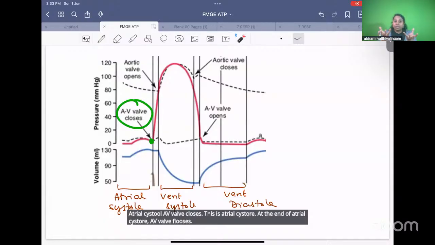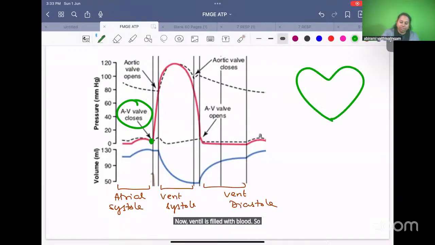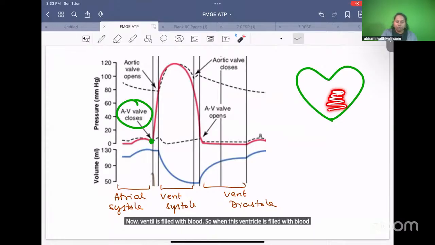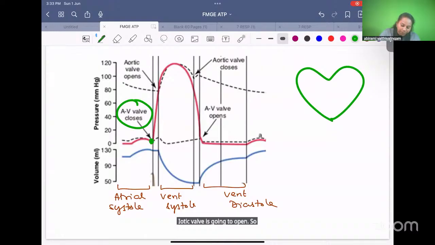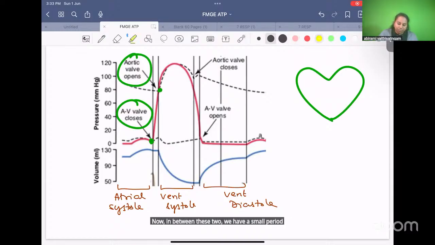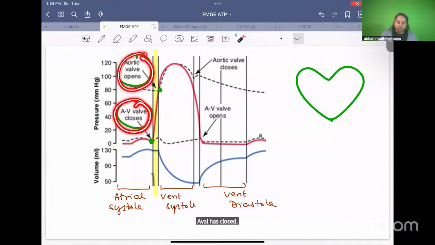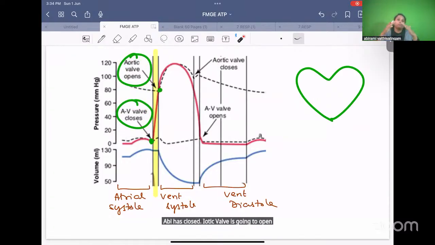Now, the ventricle is filled with blood. So, which valve will open now? The aortic valve is going to open. So, this is followed by aortic valve opening. Now, in between these two, we have a small period. I'll put that in yellow color. In this small period, the AV valve has closed and the aortic valve is not yet opened. It's just going to open. A small period where both the valves are closed.